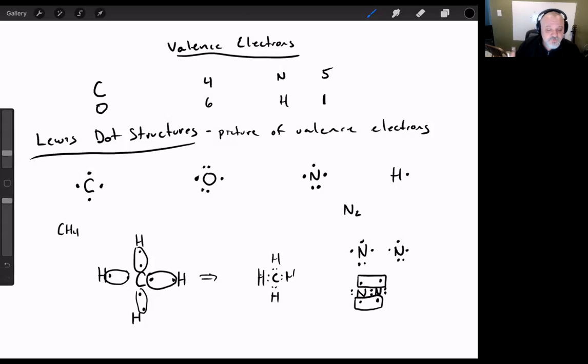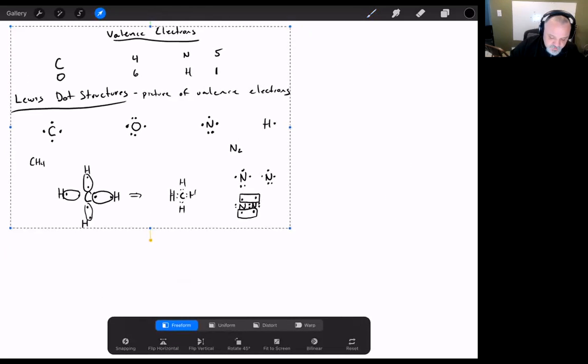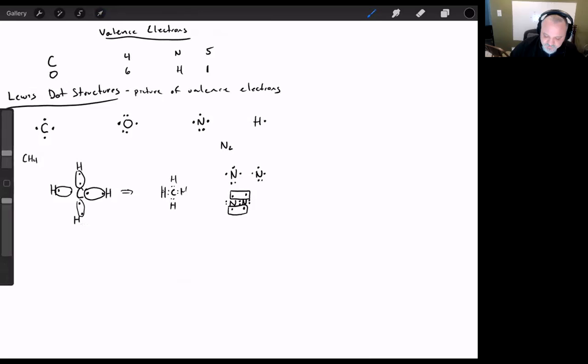Now, we're going to use the idea that atoms want to have 8 electrons, and I'm personifying them. They don't really want anything. They don't have emotions, but what we're really saying is their most stable configuration is when they have 8 electrons. And I think you know this from the ideas behind ions.